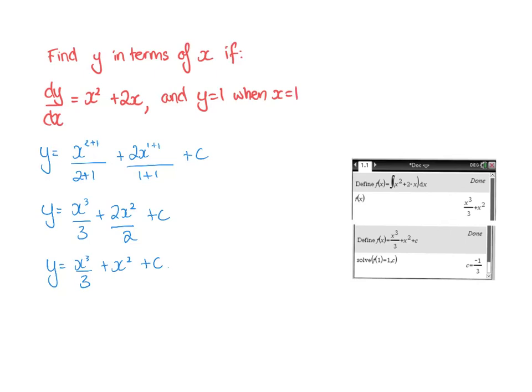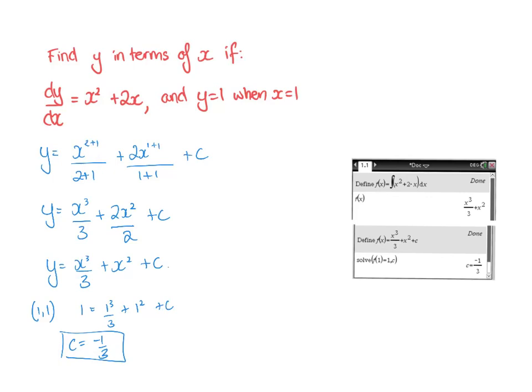Okay, and then we can use the point, using (1, 1) to get the c value. So we've got 1 equals 1 cubed over 3 plus 1 squared plus c. So we end up with c equals negative a third. If we rearrange that, we do get the same equation. So let's have a look at how you do it on your calculator.